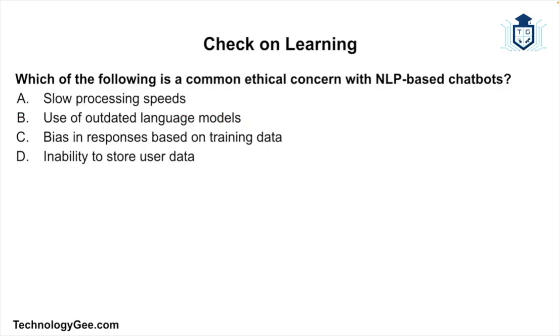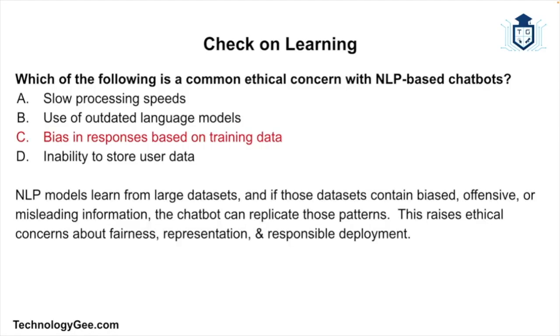Next question. Which of the following is a common ethical concern with NLP-based chatbots? Is it slow processing speeds? Is it the use of outdated language models? Is it bias in response based on training data? Or is it the inability to store user data? And the correct answer is it is bias in response based on training data. So NLP models learn from large data sets, and if those data sets contain biased, offensive, or misleading information, the chatbot can replicate those patterns. And this raises ethical concerns about fairness, representation, and responsible deployment.